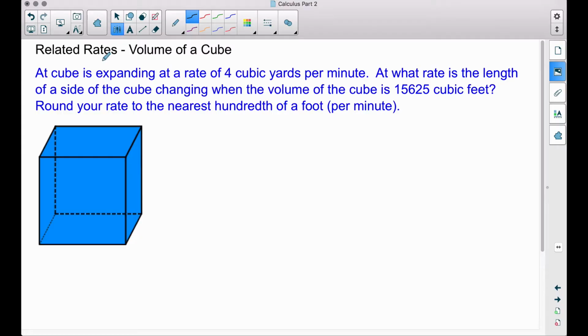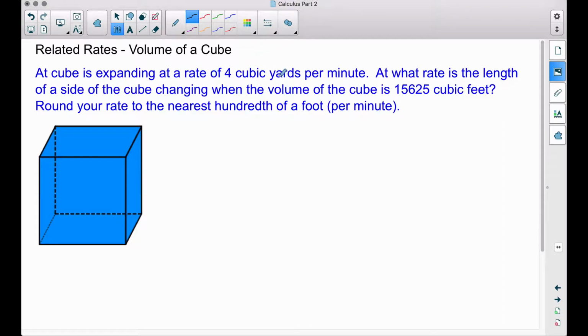In this video, we're going to look at a related rates problem that deals with the volume of a cube. A cube is expanding at a rate of 4 cubic yards per minute. This is a rate of change of volume since we have cubic yards per minute. At what rate is the length of a side of the cube changing when the volume of the cube is 15,625 cubic feet? Round your rate to the nearest hundredth of a foot per minute.